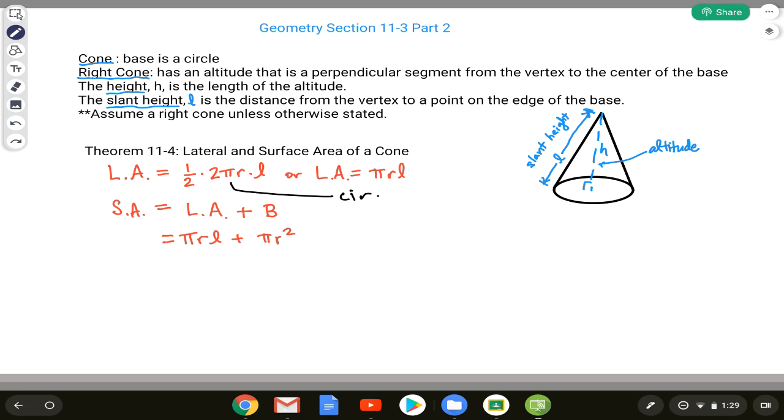In the one before, when we did the pyramid, we had 1/2 times the perimeter times the slant height. But this time it's circumference since it's a circle that it's wrapped around. So once I've simplified that, the 1/2 and the 2 would cancel each other out, and I would have pi times the radius times the slant height. The radius is drawn in here. It's the radius of the base. Now the surface area will be the lateral area plus the area of the base, so the pi r L that we just talked about, plus the area of the base, which is always pi r squared because it's always a circle.